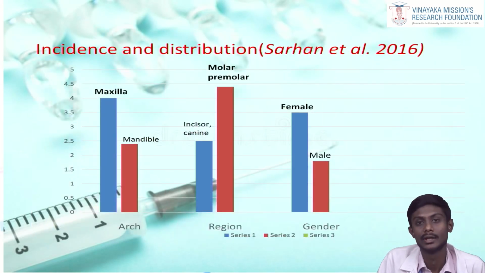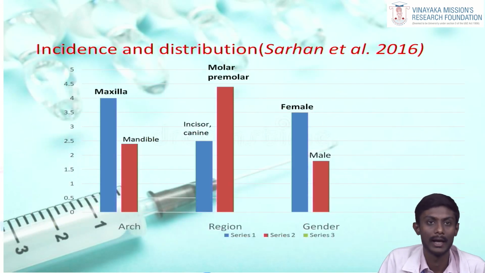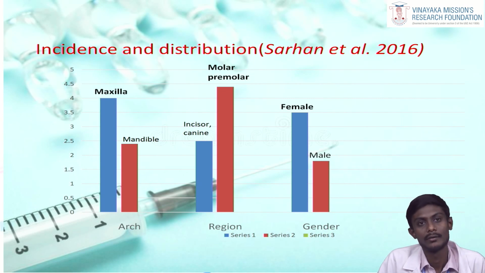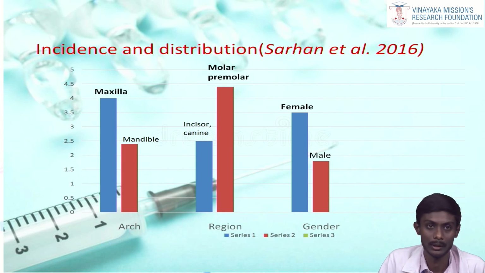Next one is the incidence and distribution of the sodium hypochlorite accident, which was given by Sarhan et al. in 2016. He said that the maxilla is more commonly affected than the mandible. The reason is the thickness of the cortical bone when compared to the mandible. The maxilla has less cortical thickness and bone density, so the solution can be easily extruded from the root canal space into the periapical tissue, so it is more common than in the mandible.